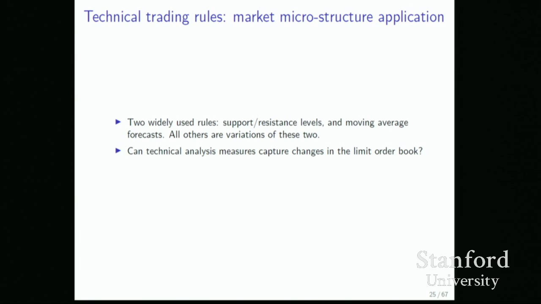Having said all these things, variations of these rules are currently being implemented. The question is, can technical rules do better in the case of market microstructure applications? What is the difference between using this on daily data and using it on high frequency data? We know high frequency data is going to exhibit lots of variation. That variation comes not because of true information. It comes mainly because of market friction. How much of it to capture?